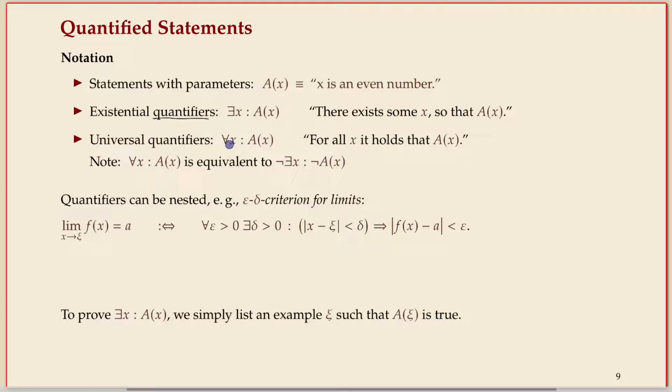And the other one, don't ask me where this symbol comes from, is this little angle. Pardon? Upside down A. Yeah, that's a good one. Okay, like that. Thanks. Upside down A stands for all. Either way, for all x, A of x should be true.